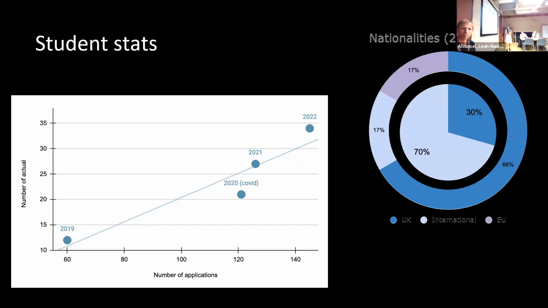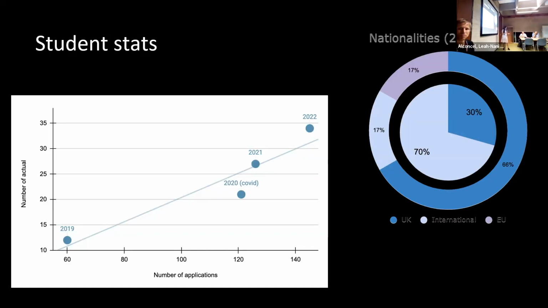Looking at student stats, you can see that we started this master's in 2019. There were only about 12 students then, and it's actually growing exponentially. So you can see across the board, there are more students that are interested in using AI, specifically with a focus on science. And as far as I know, we're the only university that offers this kind of science-focused application for machine learning.